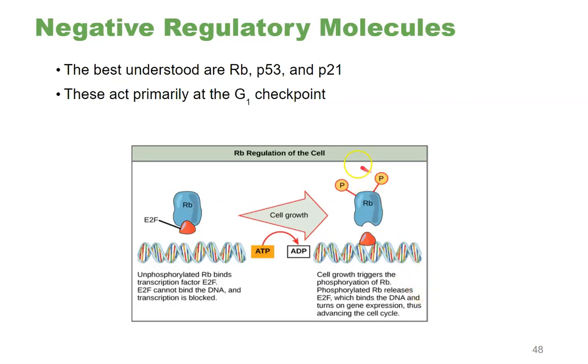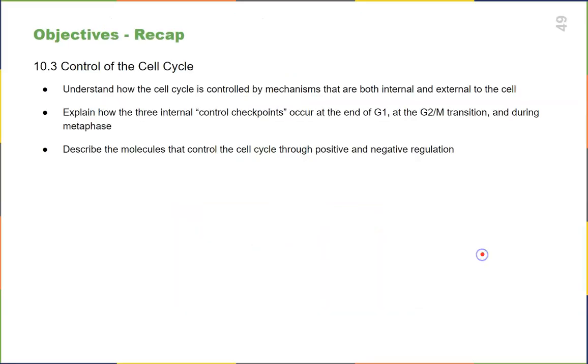Negative regulators, so these are also some specific examples. RB, P53, and P21 primarily act at the G1 checkpoint, so they're going to stop the cell and maybe force it into G0 phase or just halt it at G1, and it won't go on to the next phase. Okay, so that's 10.3, so that's how the cell can regulate itself during the cell cycle, just so that it doesn't go on and have uncontrolled growth.